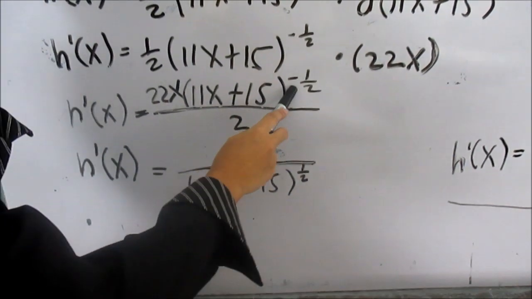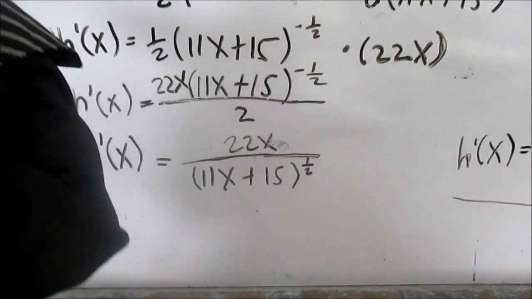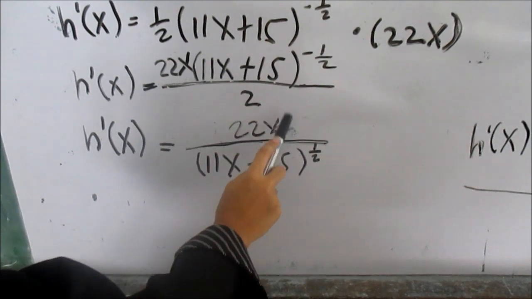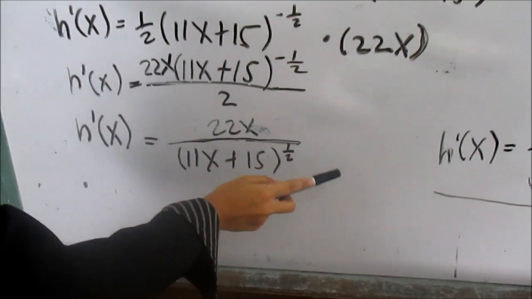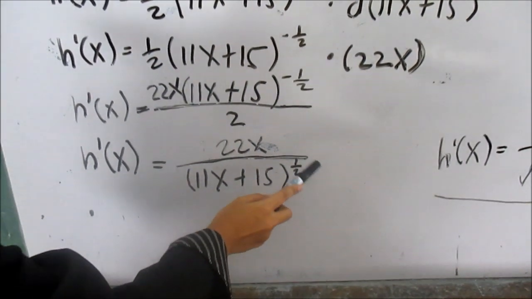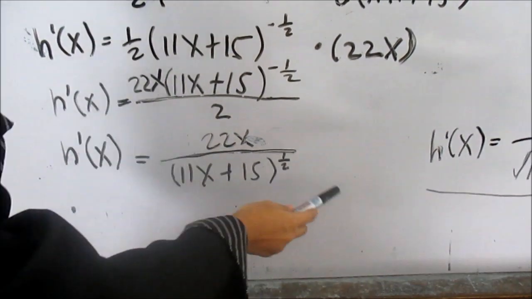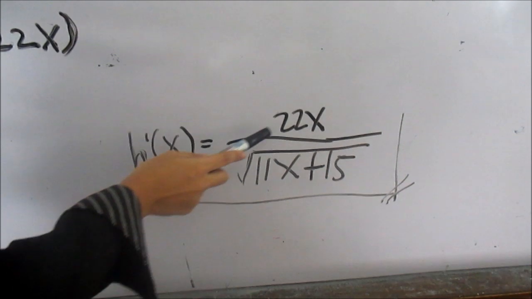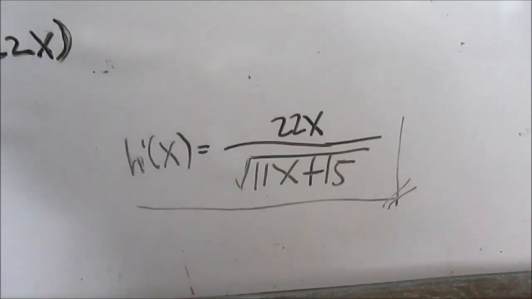So h prime of x equals 22x. Because the exponent is negative, let's transpose this into the denominator. So it will become 22x over the quantity 11x squared plus 15 to the power of 1/2. Because it is a 1/2 power, we can change this into a radical sign. So the final answer is h prime of x equals 22x over the square root of 11x squared plus 15.